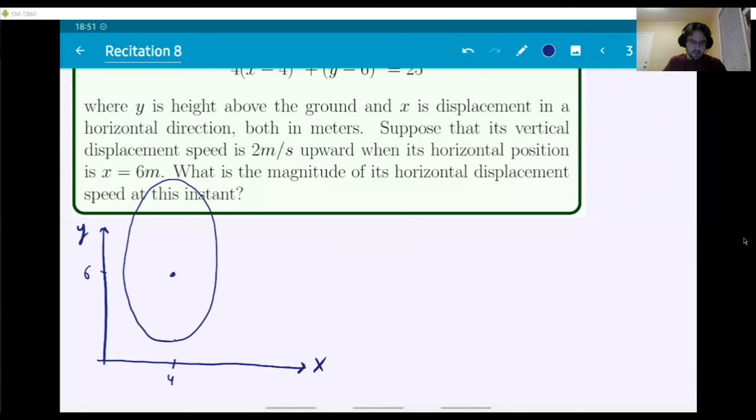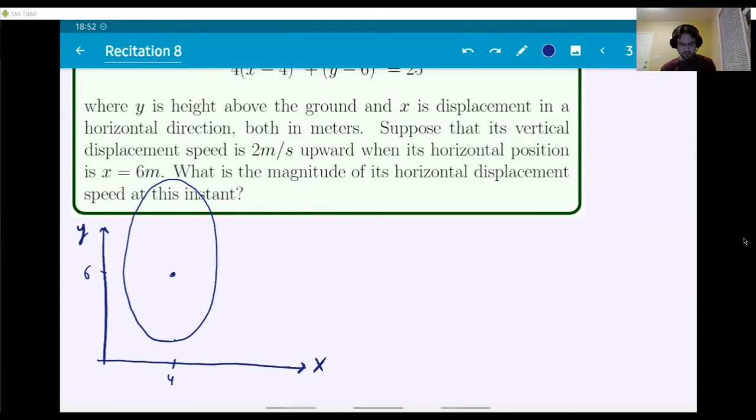All right, so imagine this is a picture of the path of a drone flying in air, where y is the actual height and x is a horizontal displacement. So it keeps going round and round. We actually don't know which direction it goes, but it keeps following this curve. Both x and y are changing in time. Those are functions of time.